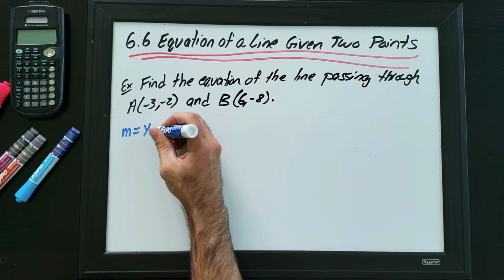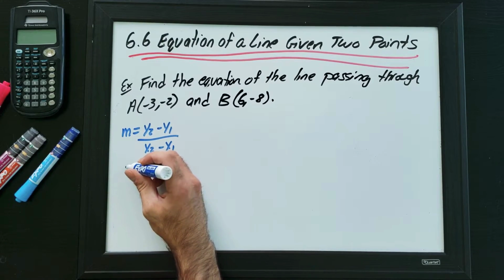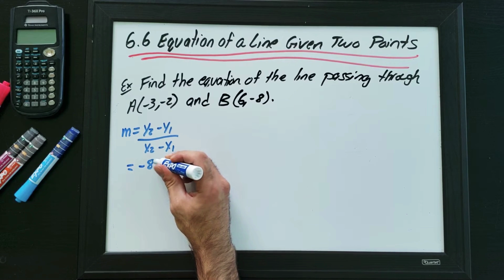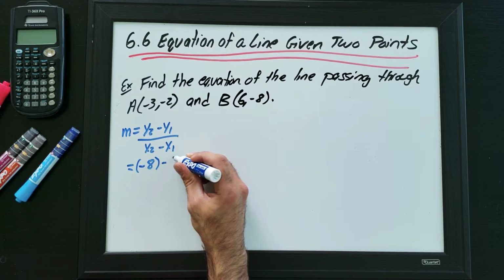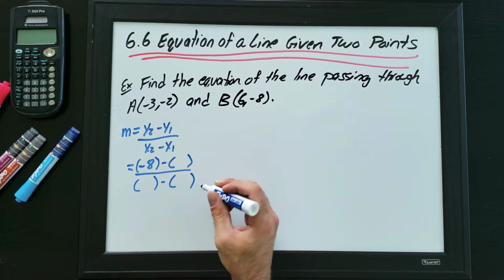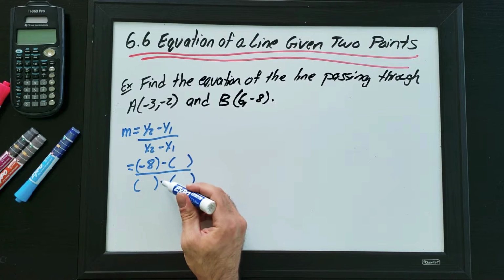M equals y2 minus y1 over x2 minus x1. Take your second point, your y value, -8. Put it in brackets. Subtract brackets. This is what I used to do, actually. This is how I set up slope formula. Brackets everywhere, then just plug everything in. This way you don't screw up this negative sign here, the subtraction.